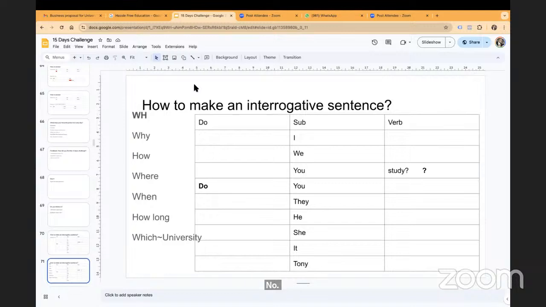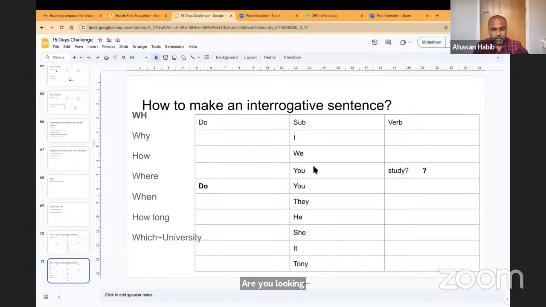Why does it study? Which university does Charlie study?